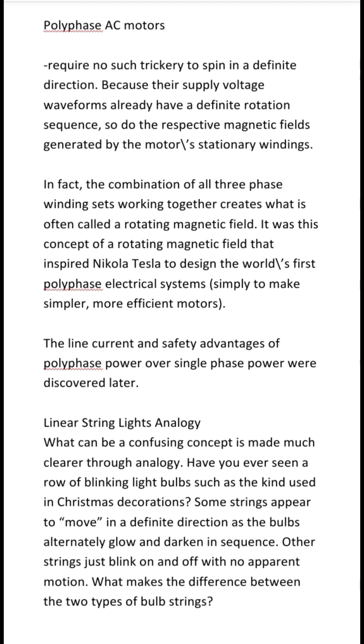A linear string lights analogy makes what can be a confusing concept much clearer. Have you ever seen a row of blinking light bulbs, such as the kind used in Christmas decoration? Some strings appear to move in a direction as the bulbs alternately glow and go dark in sequence. Other strings just blink, with no apparent motion.